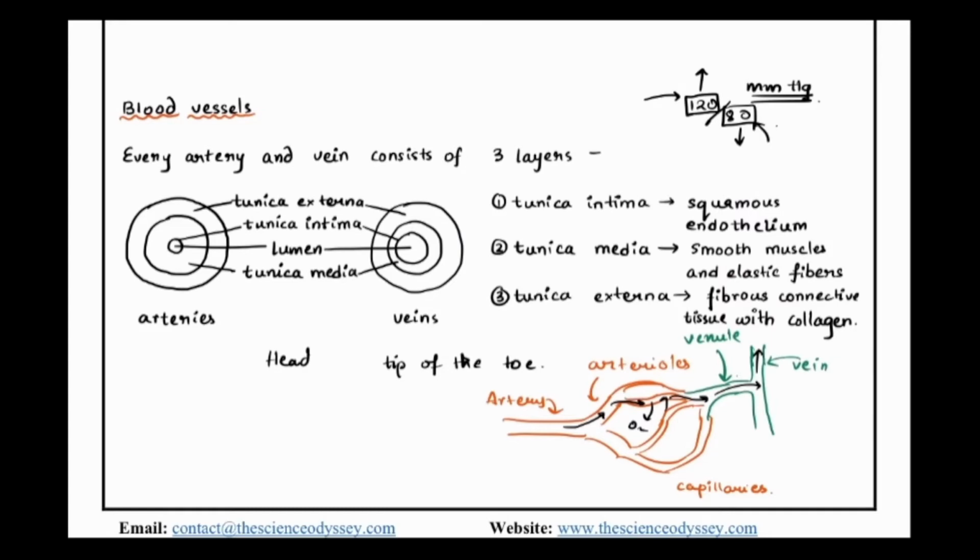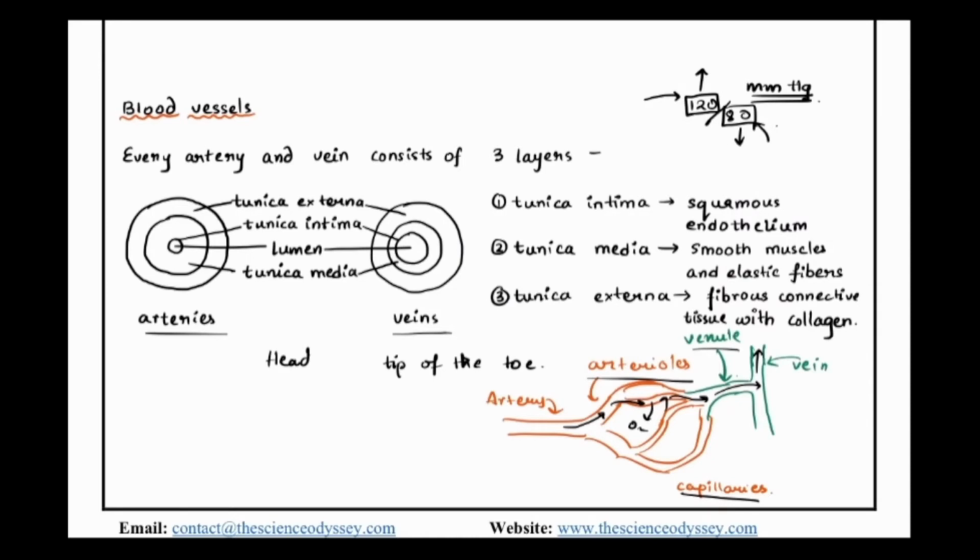So this is the whole process. The blood comes through the arteries, it goes into the arterioles, it goes to the capillaries, then into the venule and into the veins. And this was all about the blood vessels. Now you know what are arteries, what are veins, what are capillaries, what are arterioles, and what are venules.